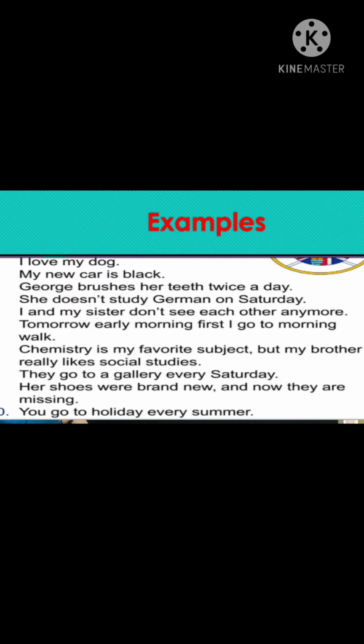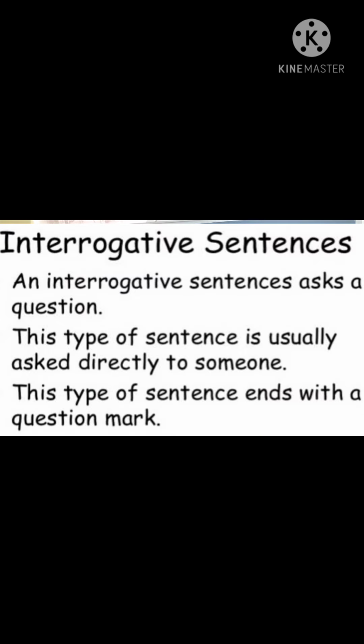So now let us see the next type of sentences. Students, now let us see what an interrogative sentence is. An interrogative sentence asks a question. This type of sentence is usually asked directly to someone. If you ask a question to someone directly, that is an interrogative sentence, and it ends with a question mark.